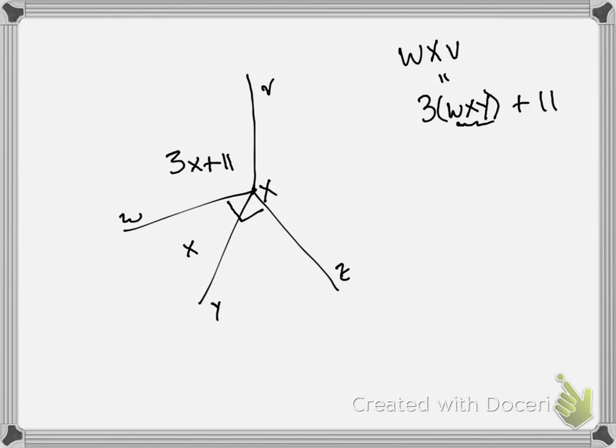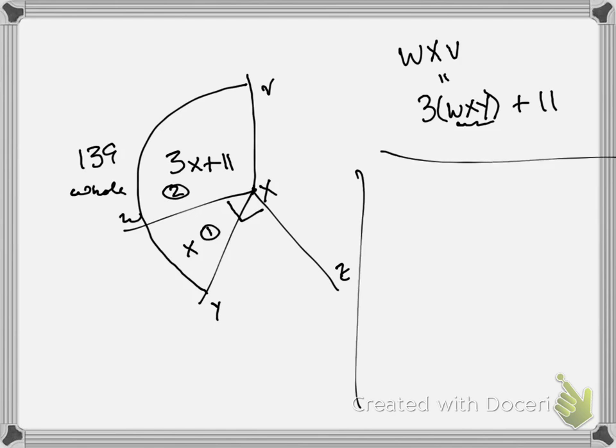It also tells you that YXV, this whole piece, that whole thing is 139, correct? Now that we have this set up, we've got some parts. Here's part 1, here's part 2, this is the whole. So we can say part 1 is x plus part 2 is 3x plus 11 equals 139. Then we combine like terms. That's 4x plus 11 equals 139.